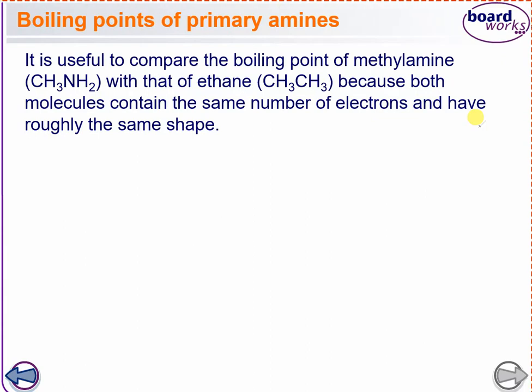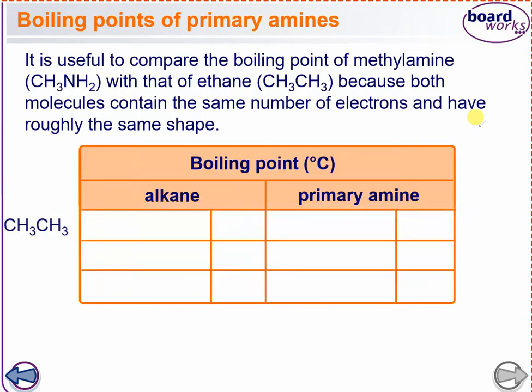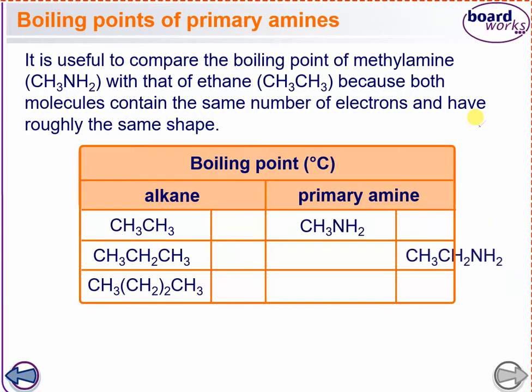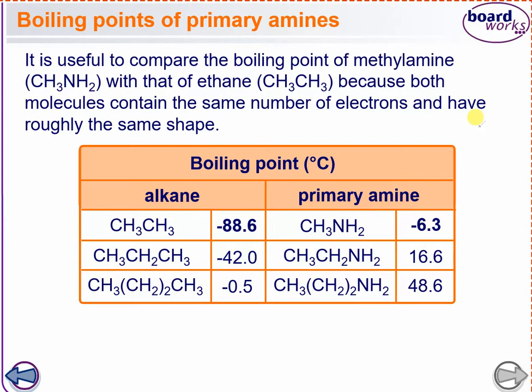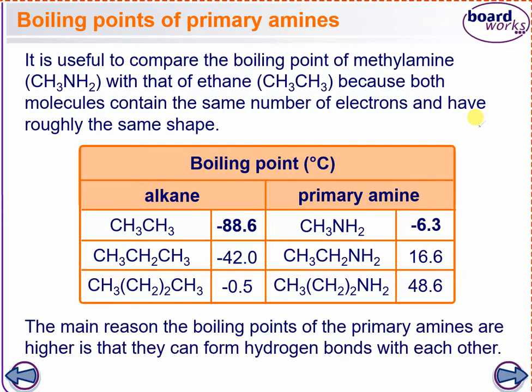Comparing some boiling points here, it's useful to compare the boiling points of methylamine with that of ethane because both molecules have the same number of electrons and have roughly the same shape. So we've got some alkanes here and some amines here. You'll notice that as our alkane chain increases in length, its boiling point increases, and same with our amines. And it has to do with that hydrogen bonding idea.